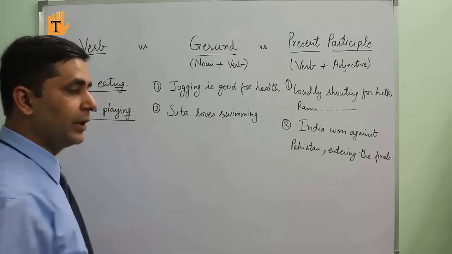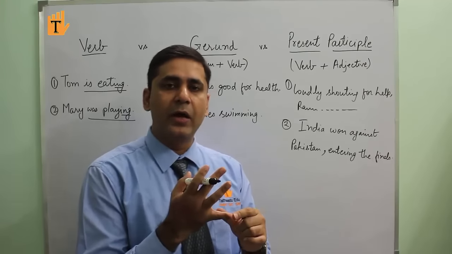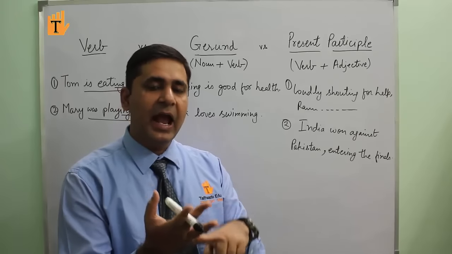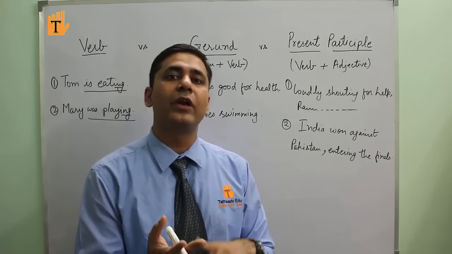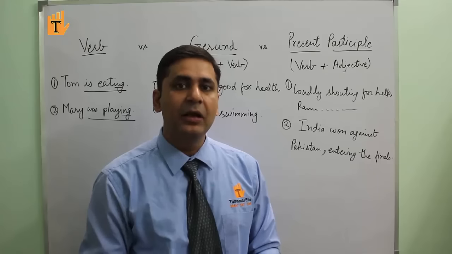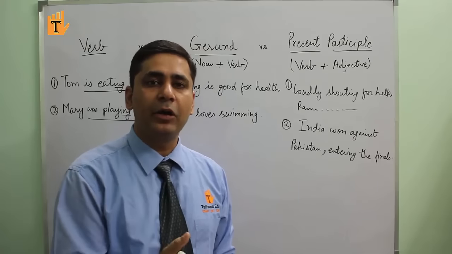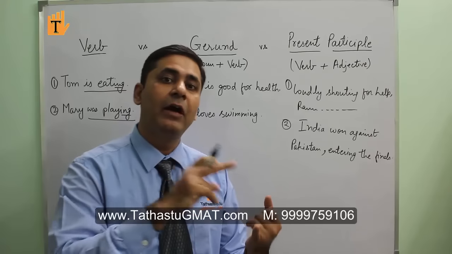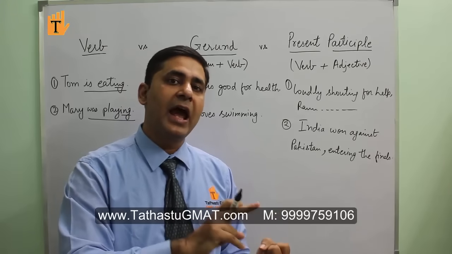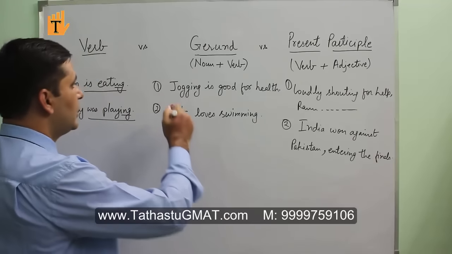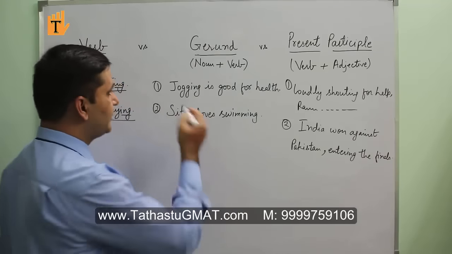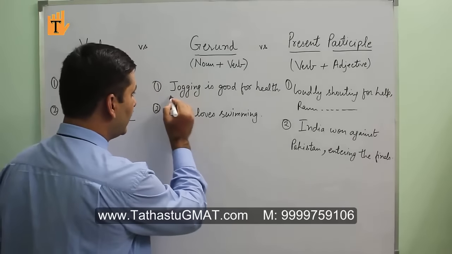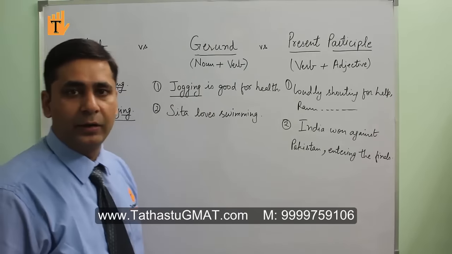The second thing is gerund. A gerund is also a word ending with ing, but it has the force of noun and verb. What does that mean? You can consider that it is a hybrid of noun and verb. It is a mixture of noun and verb. It will have characters of both noun as well as verb. Examples of gerunds: jogging is good for health. So jogging is a gerund here.